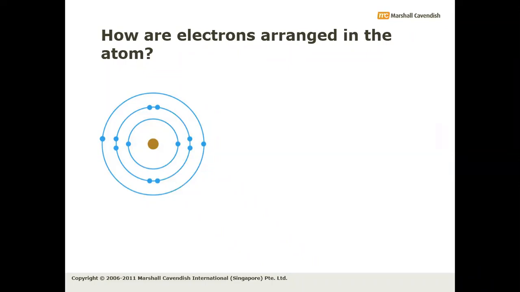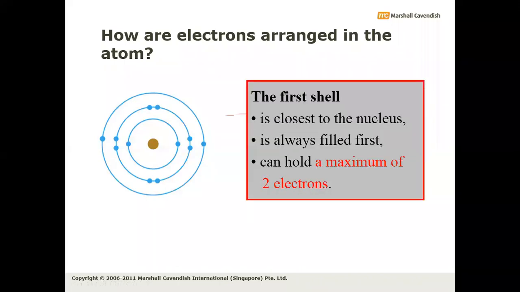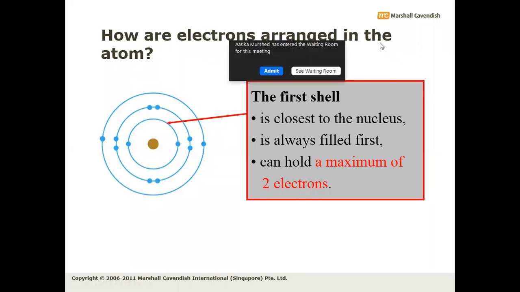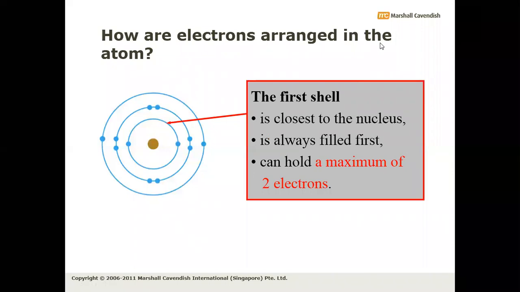To start with, you know that electronic configuration is the arrangement of electrons in shells or orbits. And the rule for filling the electrons, if you remember, is 2n square, where n is the shell number.